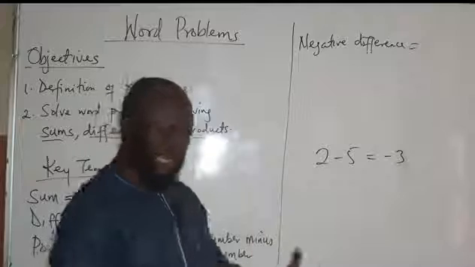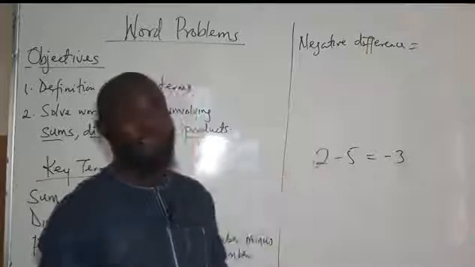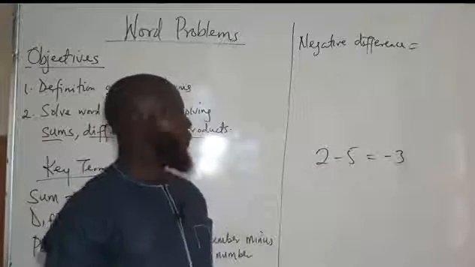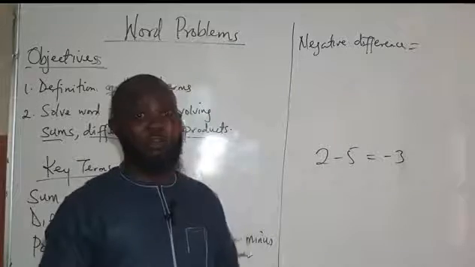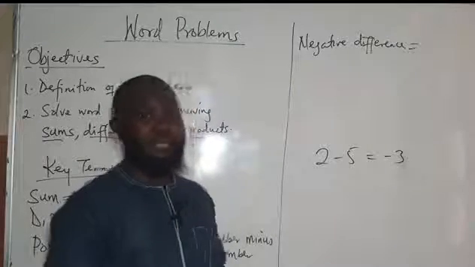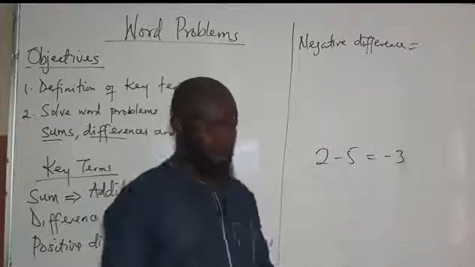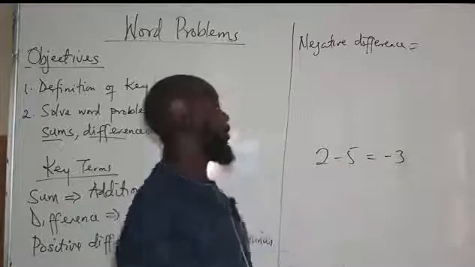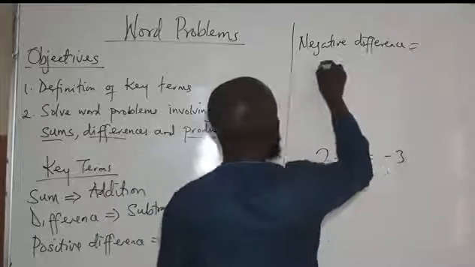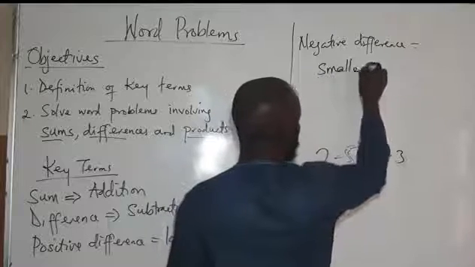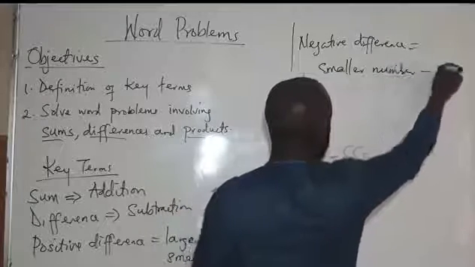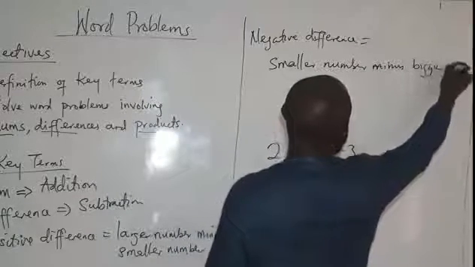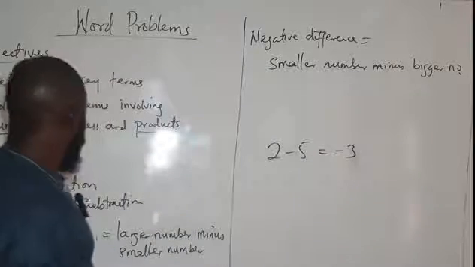So in that case, let's take it to real life. Positive means that you have something with you, while negative 5 means that you are owing it, right? So if you pay 2 out of the 5 that you're owing someone, it means you're still owing that person 3 naira. So that's going to be minus. So this is what we call negative difference. Subtracting the bigger number from the smaller number. So that is smaller number minus bigger number. Is that clear? I hope this is clear. So these are the key terms we want to look at.